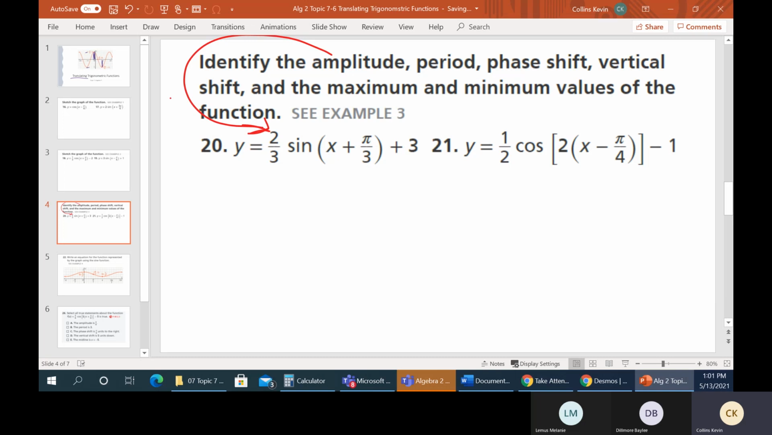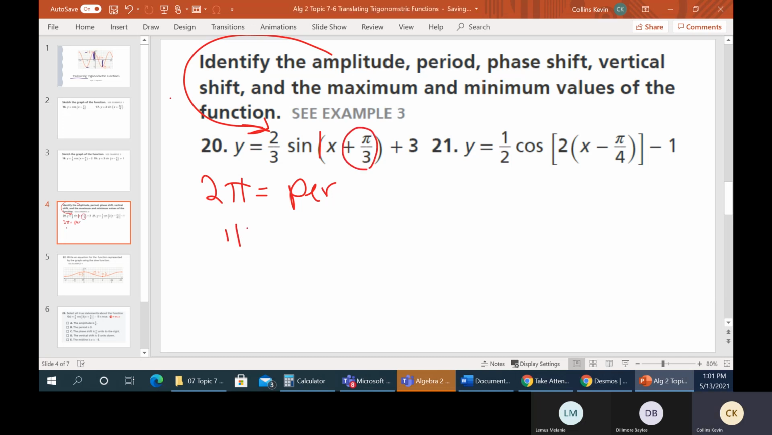Okay, then it says the period. Well, there's no number in front of the x, so this is 1. So our period automatically is 2 pi. And remember, if there is a number there, that's when we take 2 pi and divide it by that number. Okay, so period, check. Phase shift, that's this guy.